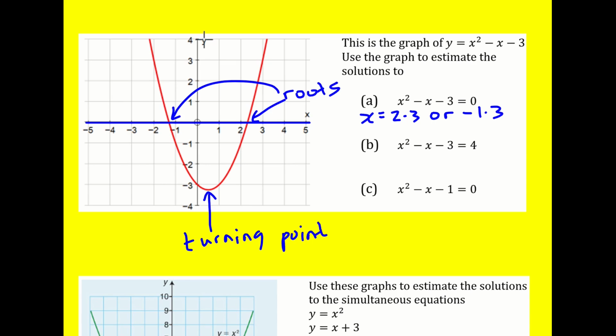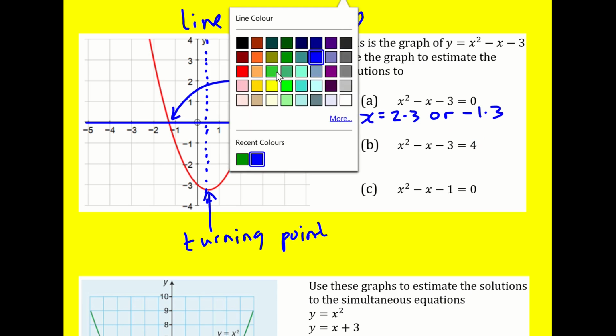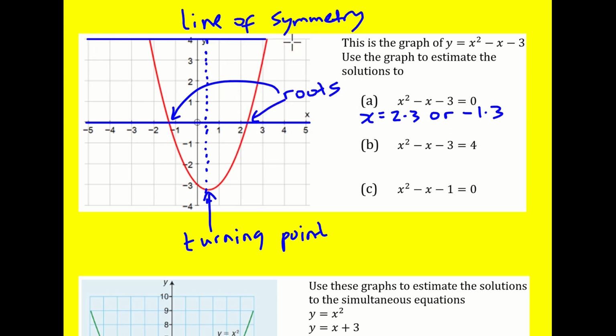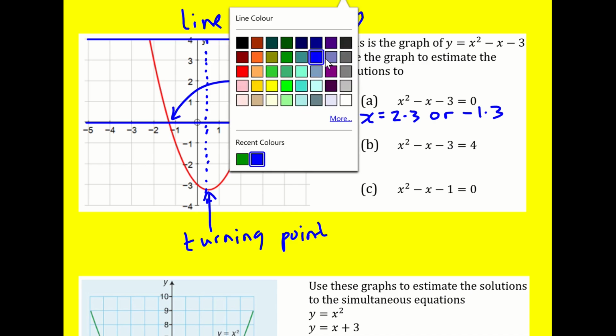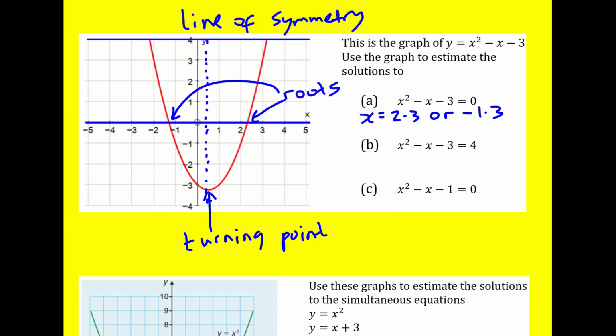And we did even talk before about this being the line of symmetry. So I'm just going to add those as reminders. Okay, for B, right now I've got a very similar scenario to before. I've got the graph and it equals 4. So this time I'm just interested in when the graph crosses 4. Here we go. And I can read down from the graph.